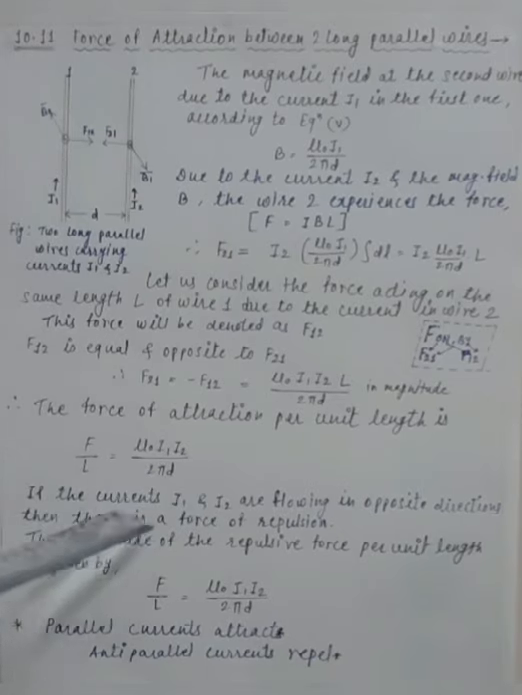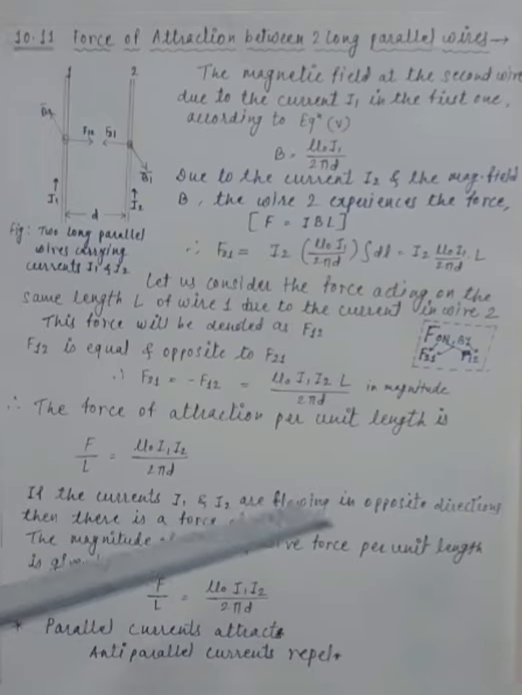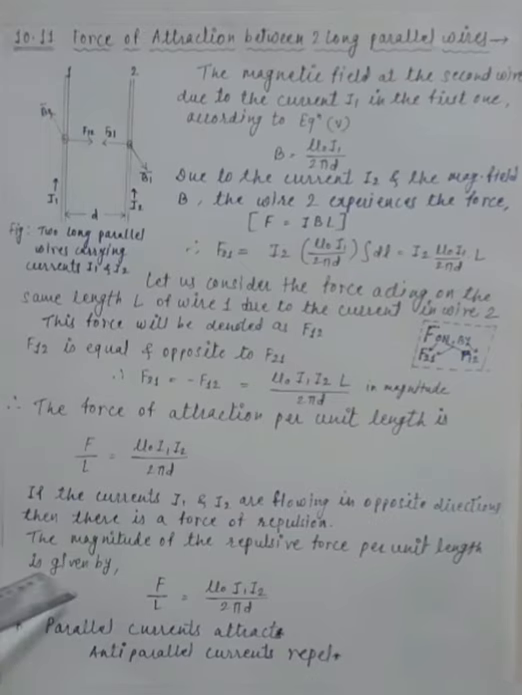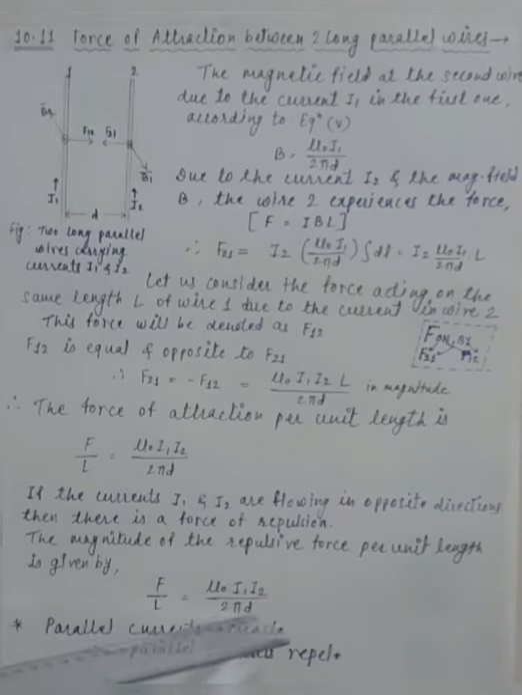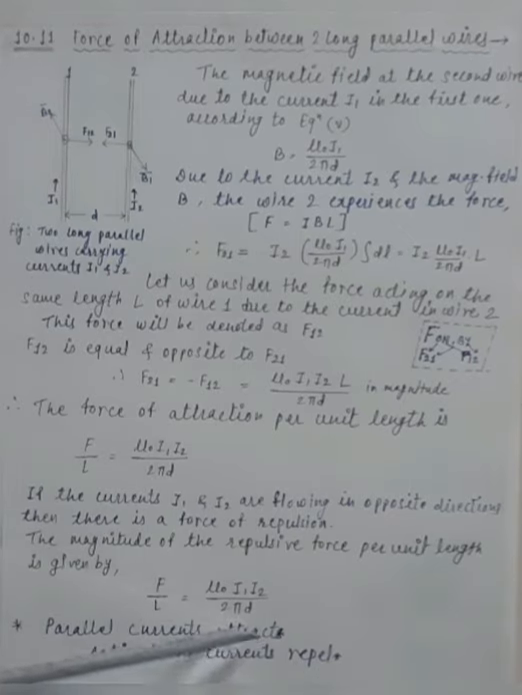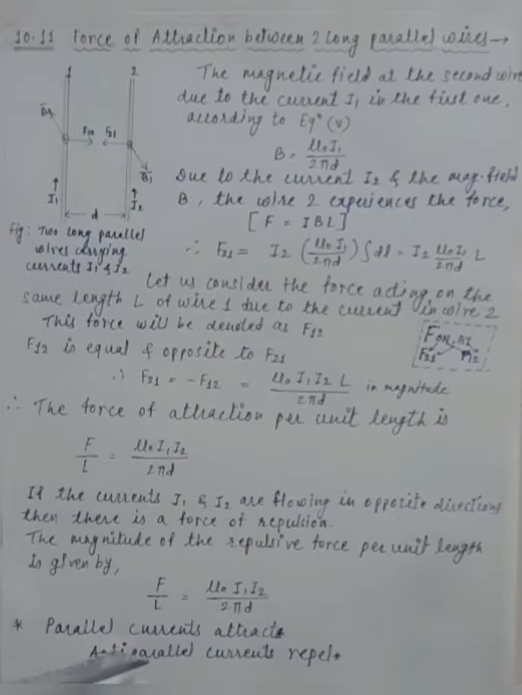If the currents I1 and I2 are flowing in opposite directions, then there is a force of repulsion. The magnitude of this repulsive force per unit length is given by F upon L equal to mu 0 I1 I2 upon 2 pi d. So for both the currents the force is the same. Hence we can say that parallel currents attract the wires or conductors and anti-parallel currents repel the conductors.